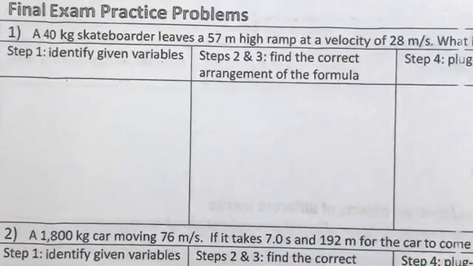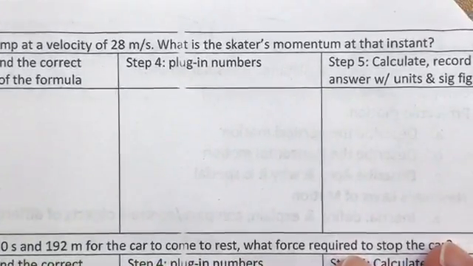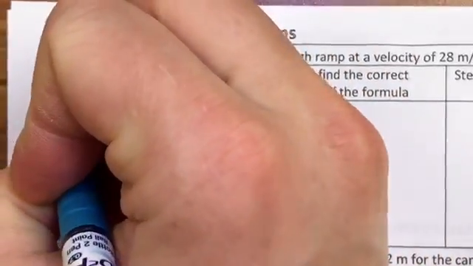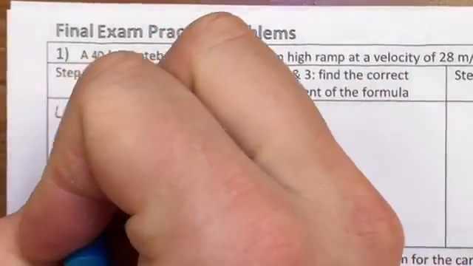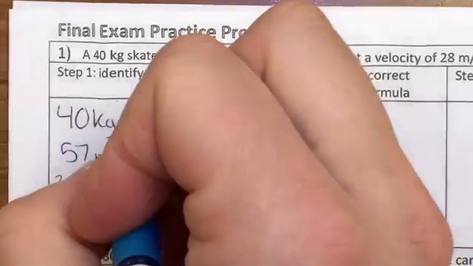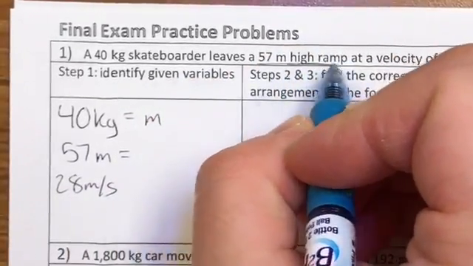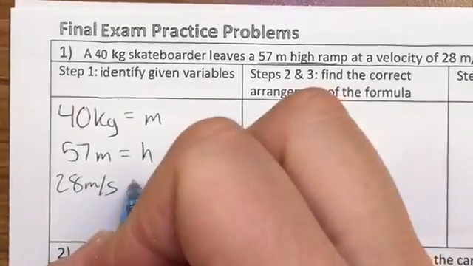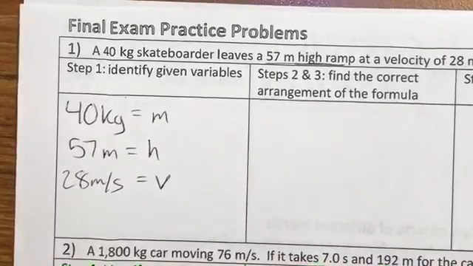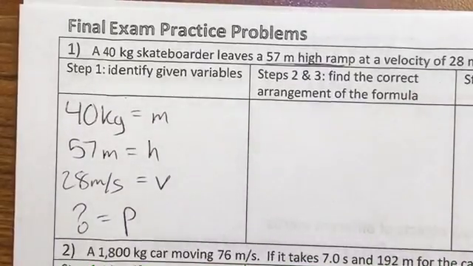We have a 40 kilogram skateboarder leaves a 57 meter high ramp at a velocity of 28 meters per second. What is the skater's momentum at that instant? All right, so problem-solving process, identifying our variables, 40 kilograms, every number, write it down, 57 meters, 28 meters per second. All right, kilograms measures mass. The meters here, we're talking about how high the ramp is. That's going to be height. And meters per second is velocity. Or speed, depending on the circumstances, but it says their velocity, so we're going with it. Question is asking for momentum. That is a lowercase p.